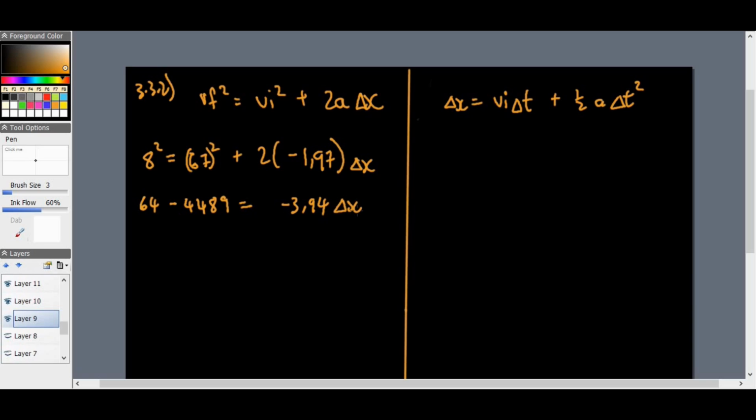Okay, so 64 minus 4,489, that's going to give us minus 4,425, which is going to equal minus 3,94 delta X. Then divide both sides by negative 3,94, and therefore delta X here will give us an answer of 1,123,096. So let's make that 10 meters. Okay, pretty accurate answer. We might get a different answer with this one though, because with the second formula, it doesn't matter because we're still using the correct numbers.